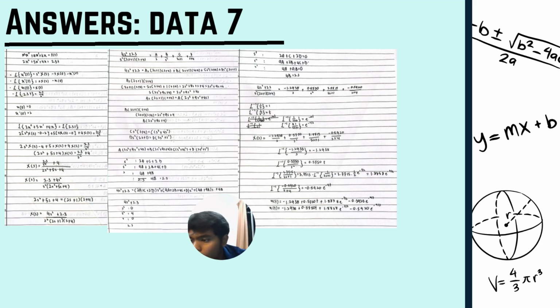And then we continue for the inverse Laplace. Put everything that we get into the equation until we get the final answer, which is negative 1.2938 plus 0.5750t plus 1.8858 e to the power of negative t over 2 minus 0.5920 e to the power of negative 4t.